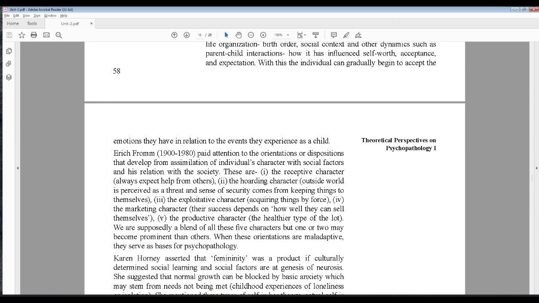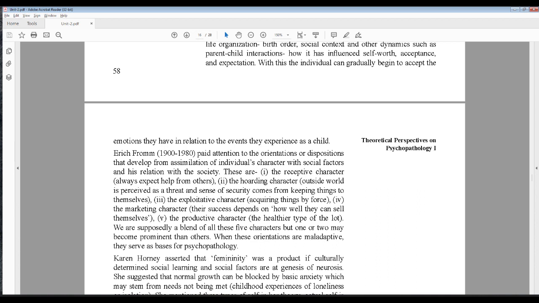1900–1980, paid attention to the orientations or dispositions that develop from assimilation of the individual's character with social factors and his relation with the society. These are: 1, the receptive character, always expects help from others; 2, the hoarding character, the outside world is perceived as a threat and the sense of security comes from keeping things to themselves; 3, the exploitative character, acquiring things by force; 4, the marketing character, their success depends on how well they can sell themselves; 5, the productive character, the healthier type of the lot. We are supposedly a blend of all these 5 characters, but one or two may become more prominent than others. When these orientations are maladaptive, they serve as the basis for psychopathology.